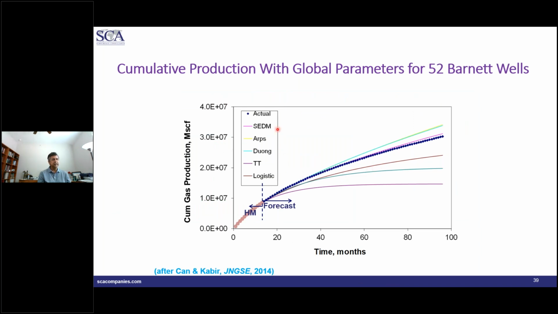Okay, so here's another example for a comparison. We have 52 Barnett wells. Here we history matched this data set, and then we forecasted the performance. You see that this is the real data, and the pink is the stretched exponential model. And Arps and Duong, the yellow and the green, are going to be optimistic. So we have learned those things in many different ways, and this is just another example.